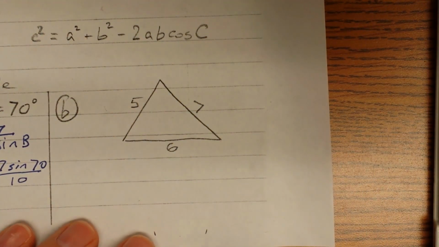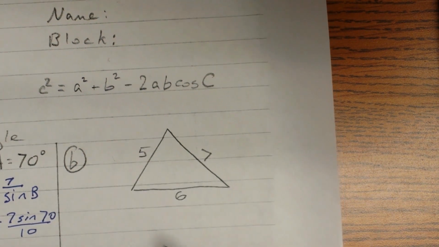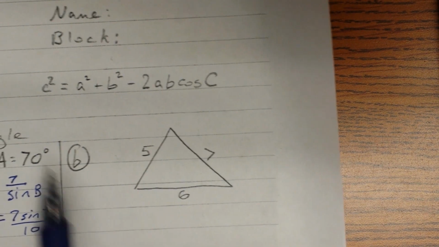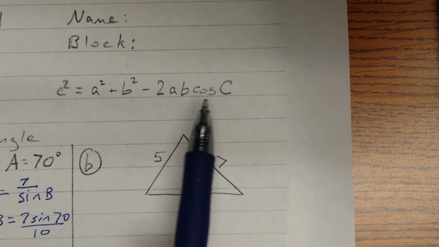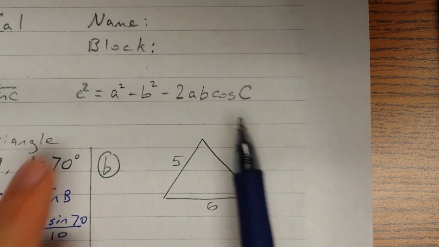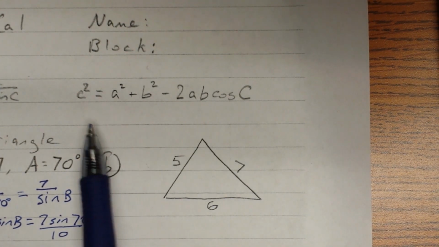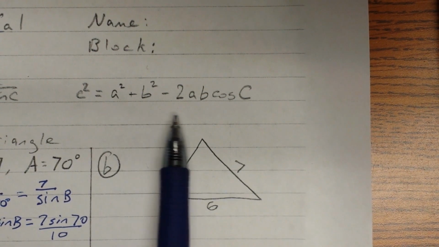Okay, next problem. Now this time, I don't have any pairs of opposite sides and angles that I can start with, so I have to use the law of cosines. And you can still use this to solve for an angle. What we're going to do is leave this big C, which is the angle, as our unknown, and then plug in sides A, B, and C here.